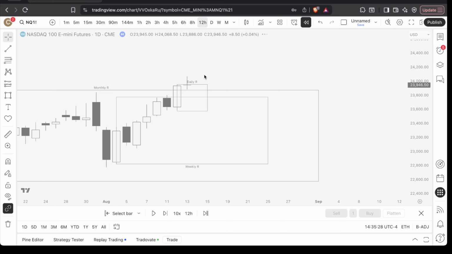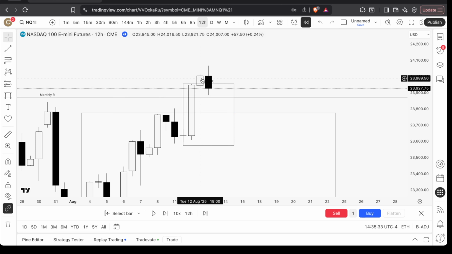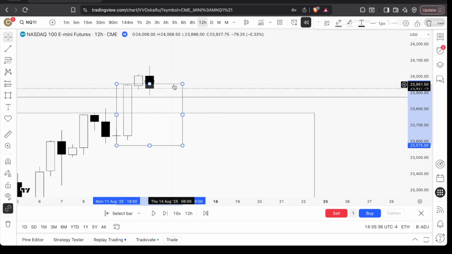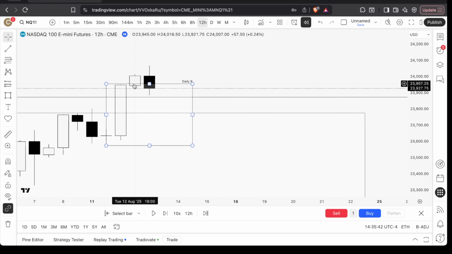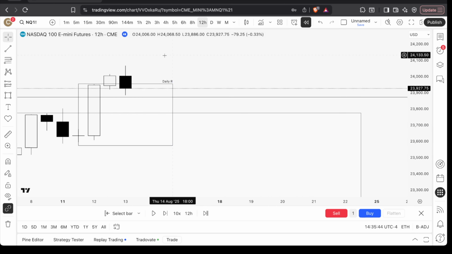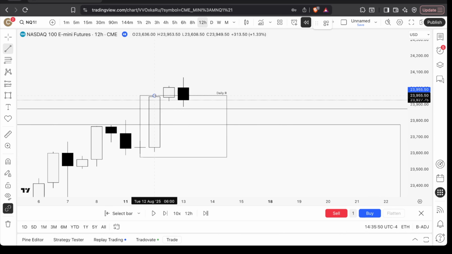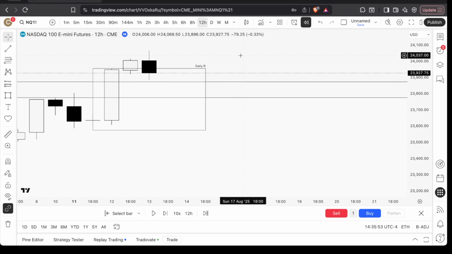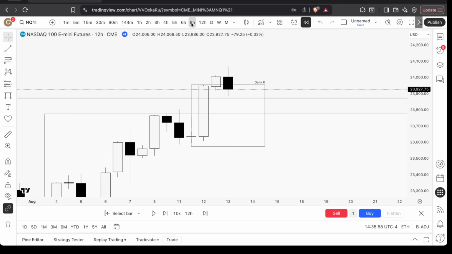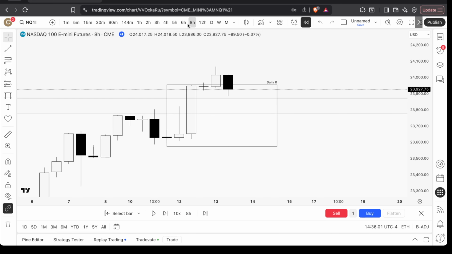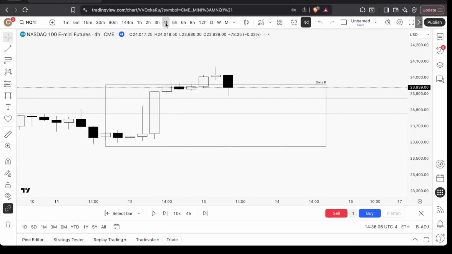Let's go to 12 hours. Same thing is going on. The high got taken out. I mean, the candle did close above the range, but it's not that much, like 50 points only. So this still remains as in the range. So let's go to 8 hours. Nothing happening really on the 8 hours. 6 hours, 5 hours, 4 hours.